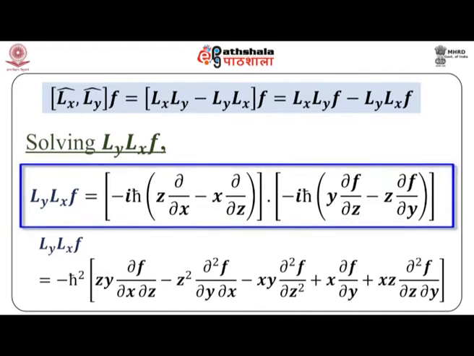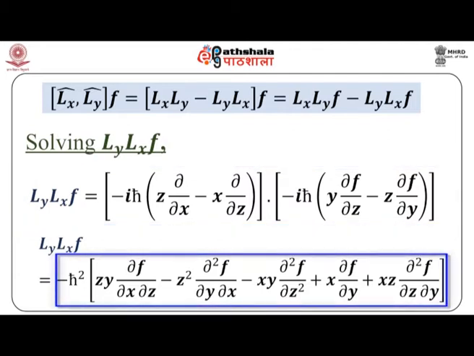Now we solve the right hand side term Ly Lx f. On substituting the values of Ly and Lx, we get minus iota h cross (z del by del x minus x del by del z) into minus iota h cross (y del f by del z minus z del f by del y). On simplifying the expression, we get minus h cross square (zy del square f by del x del z minus xy del square f del z square plus x del f by del y plus xz del square f upon del z del y).